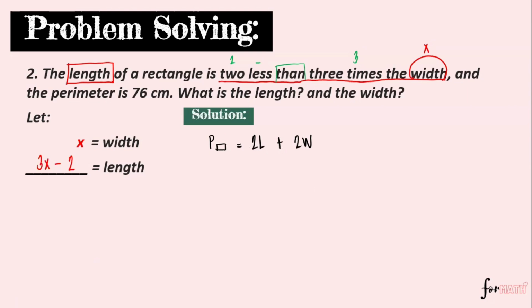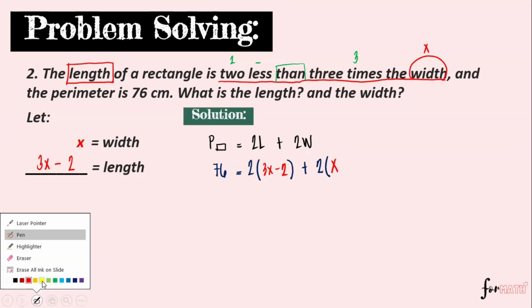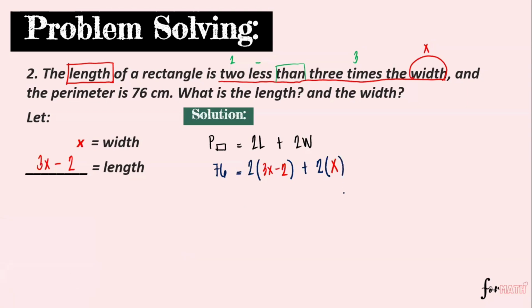Alright, so we just substitute our values here. The 76 is our perimeter, so substitute it here. We have 76 equals 2 times, what is our length? That is 3x minus 2. So that is our length. And then plus 2 times, our width is x. So we are just replacing the details with our equations for the width and the length.